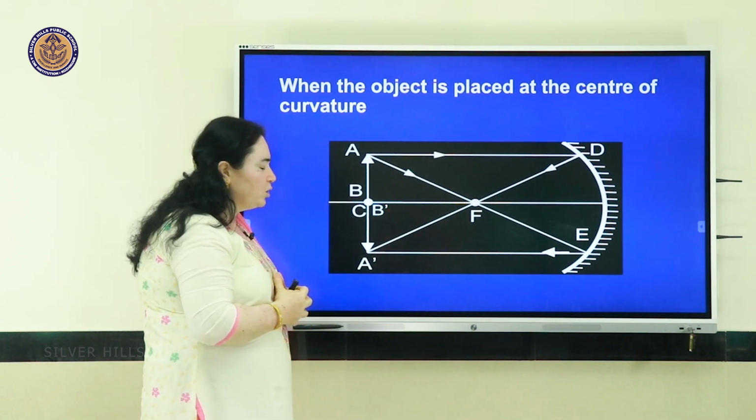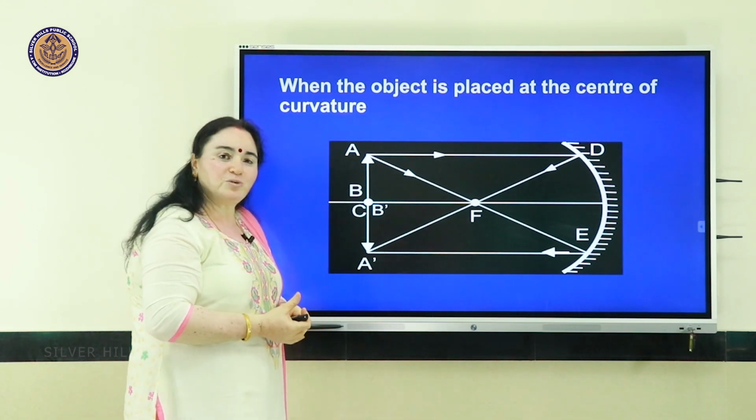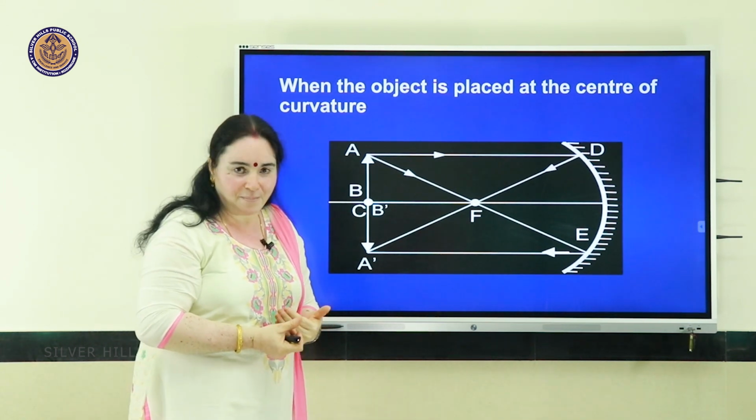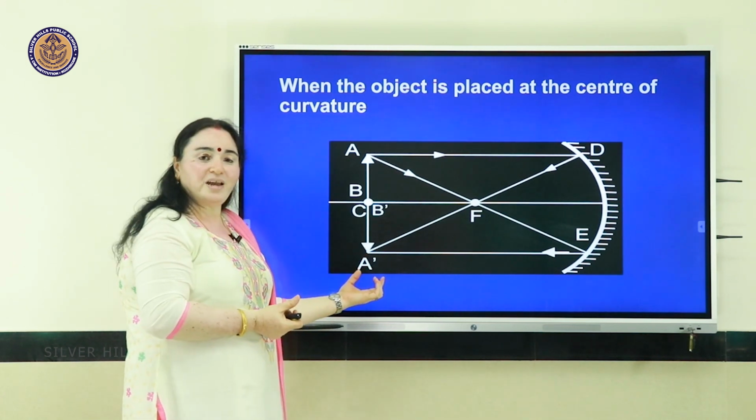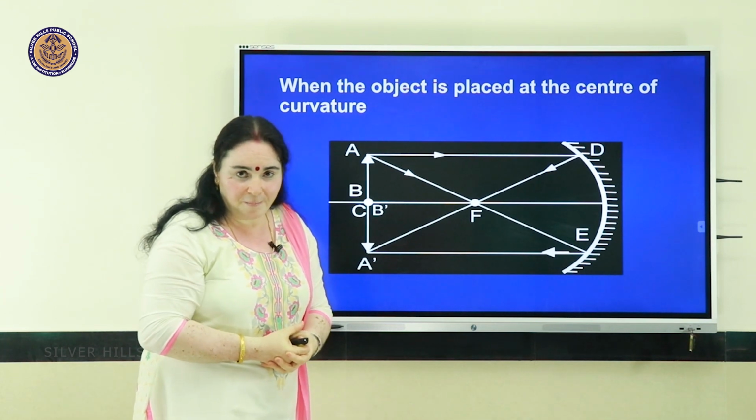Now, have a good look at the size of the object and the image. The size of the object and the image are the same. And the image so created can be obtained on a screen, hence it's a real one.